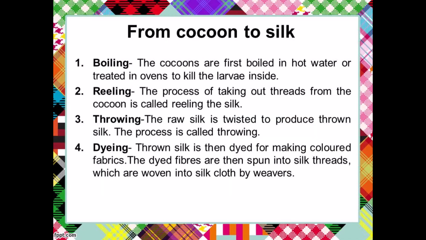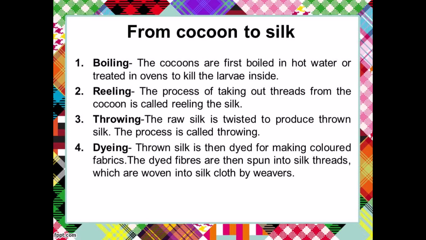Now we will discuss how we get silk from these cocoons. First step is boiling. In this step, the cocoons are first boiled in hot water or treated in an oven to kill the larvae inside. The hot water softens the silkworm sericin so as to allow the unwinding of silk fiber as one continuous thread. Then after this, the next step is reeling.